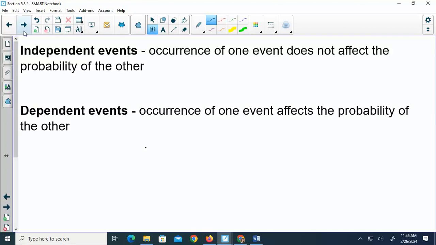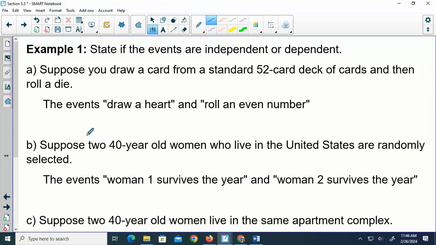So let's just practice deciding if things are independent or dependent. Suppose you draw a card from a deck and then roll a die. So drawing a heart, so pulling a heart out of the deck, and rolling an even number. Are those independent or dependent? When I draw a heart out of the deck, does that change the probability that I will roll an even number on my die? No. So if knowing one doesn't change the other, it's independent.